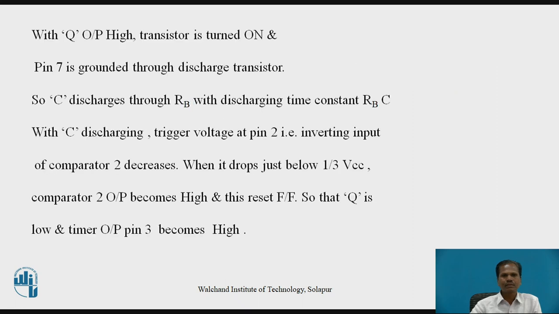With Q output of internal flip-flop at high voltage level, the internal discharge transistor is turned on, and pin number 7 is grounded through the discharge transistor. So external capacitor C discharges through resistor RB with discharging time constant RB into C. With C discharging, the trigger voltage at pin number 2, that is voltage across the capacitor, goes on decreasing as the capacitor discharges. So that is applied to inverting input of the lower comparator, comparator 2. So the trigger voltage at inverting input of comparator 2 decreases. When it becomes just less than 1/3 VCC, the output of comparator 2 becomes high.